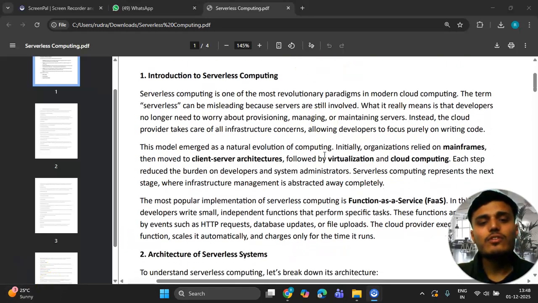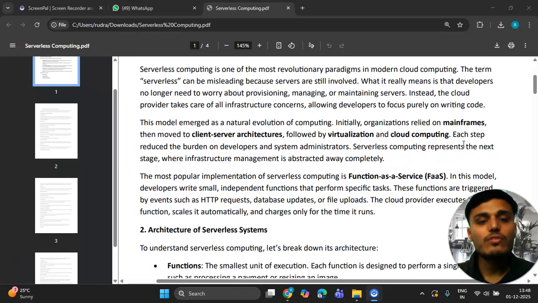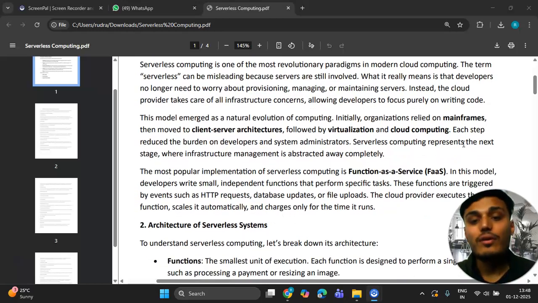Serverless computing is one of the most revolutionary paradigms in modern cloud computing. The term serverless can be misleading because servers are still involved, but it really means that developers no longer need to worry about provisioning, managing or maintaining servers. Instead, the cloud provider takes care of all the infrastructure concerns, allowing developers to focus purely on writing code.